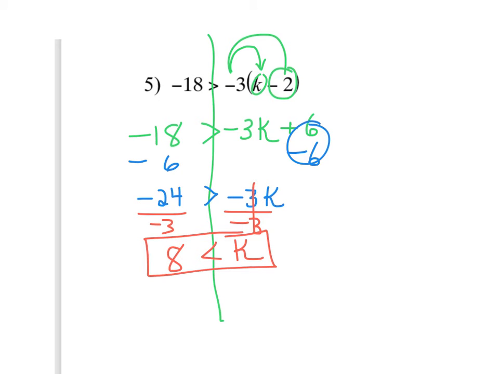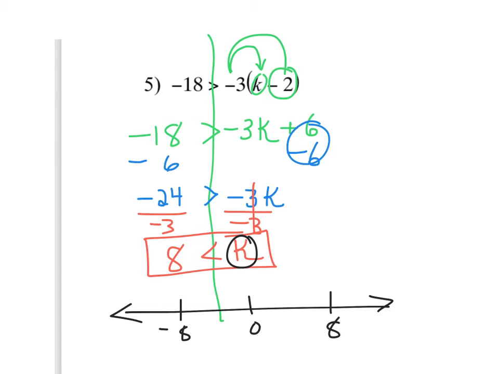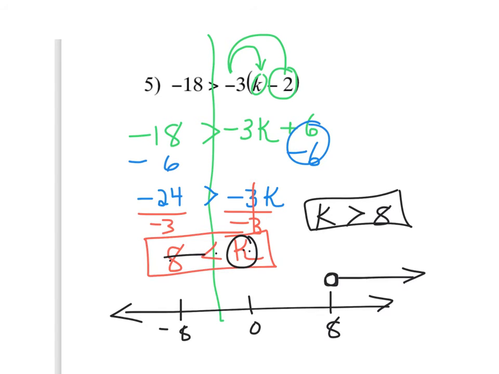I can write my number line this way if I want to. I can look at it as 8 and negative 8. I just have to know where the k is. And I can look at it going backwards. But I'm going to put an open circle above the 8. K is greater than 8, or I could write it like this. I could flip it around. K is greater than 8, which means it goes that way.